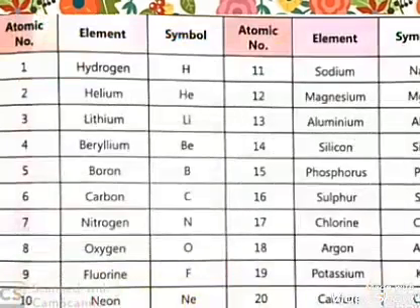Here is the list of some elements with their atomic numbers. I am going to recall each element for you. Hydrogen, helium, lithium, beryllium, boron, carbon, nitrogen, oxygen, fluorine, neon, sodium, magnesium, aluminium, silicon, phosphorus, sulfur, chlorine, argon, potassium, and calcium.